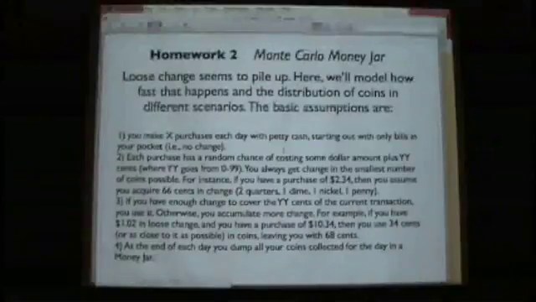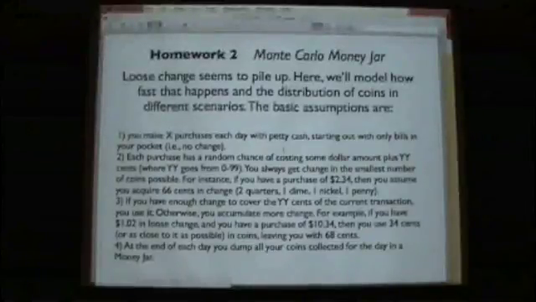You make X purchases each day with petty cash, starting out with only bills in your pocket. That is, you start off with lots of bills, and you've got no change in your pocket. Each purchase has a random chance of costing some dollar amount plus YY cents, where YY goes from 0 to 99. You always get change in the smallest number of coins possible. For instance, if you have a purchase for $2.34, then you assume you acquire 66 cents in change, and the smallest number of coins that you can get back for that is 2 quarters, 1 dime, 1 nickel, and 1 penny.